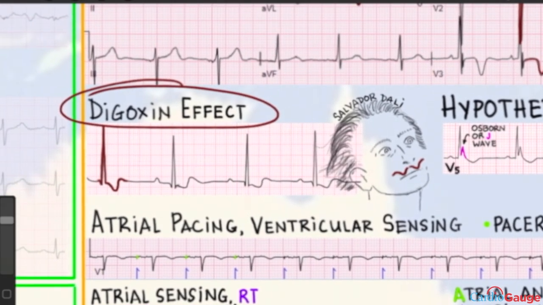So there's downsloping ST depression, and then the T wave kind of scoops up. I think it looks like a lot of LVH or whatever. It doesn't really look like Salvador Dali's mustache that much to me. But anyway, you get ST depression and T-wave inversion with digoxin effect. And that can be when the digoxin's at a therapeutic level, not necessarily digoxin toxicity.